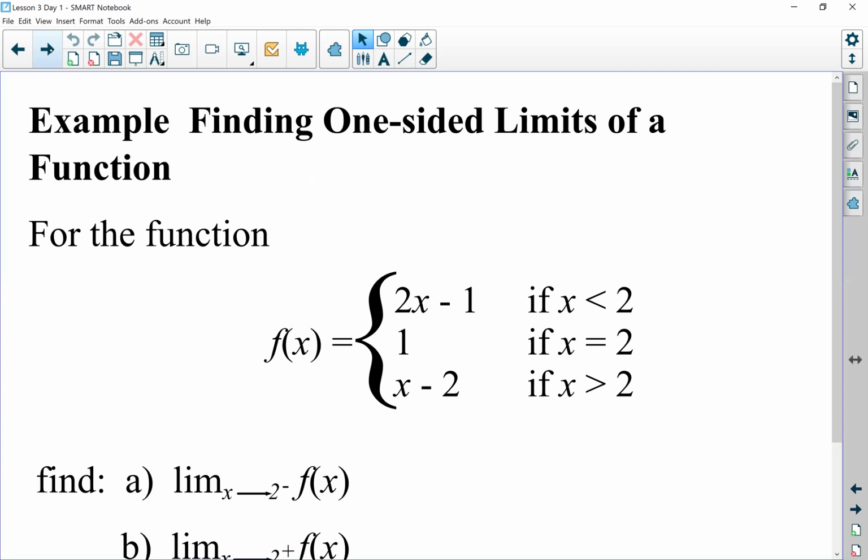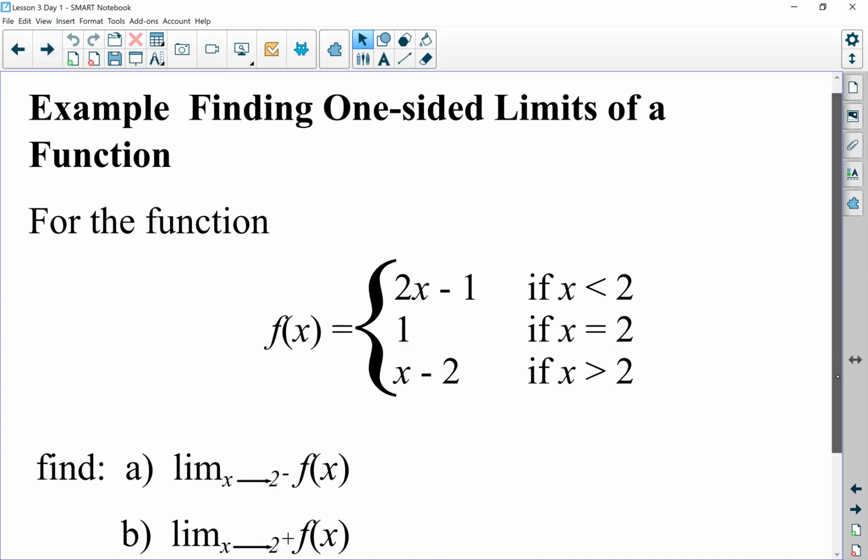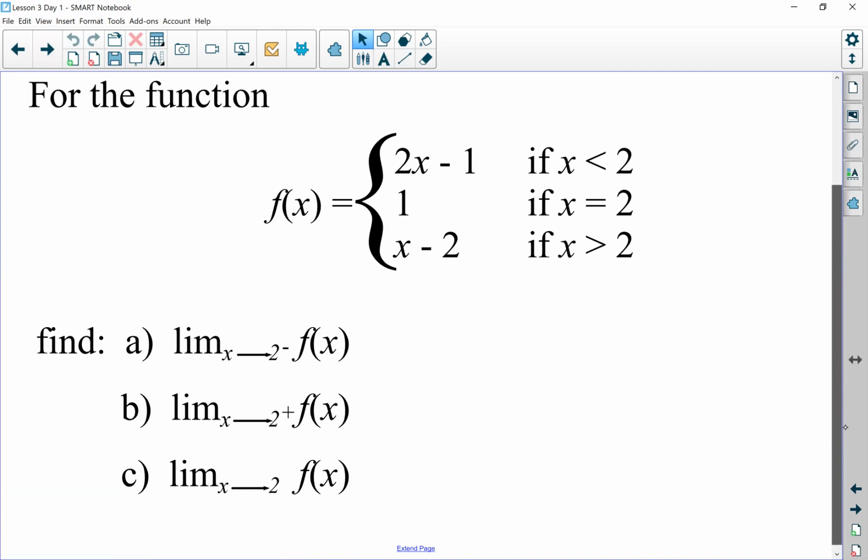So here we have a function, f of x is equal to 2x minus 1 if x is less than 2. The function is equal to 1 if x is equal to 2. And the function is x minus 2 if x is greater than 2. And we're going to look at three limits. The limit as we approach x from the left, as we approach x from the right, and then just the limit as we approach x.